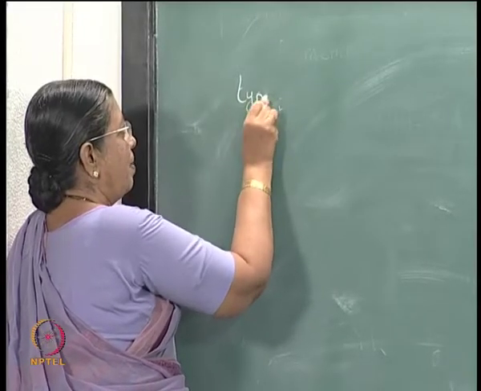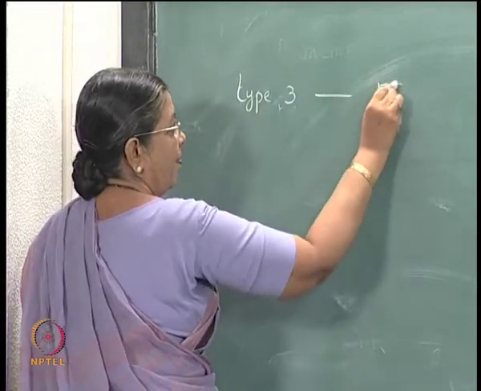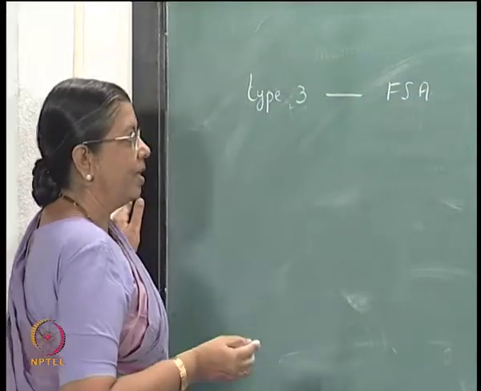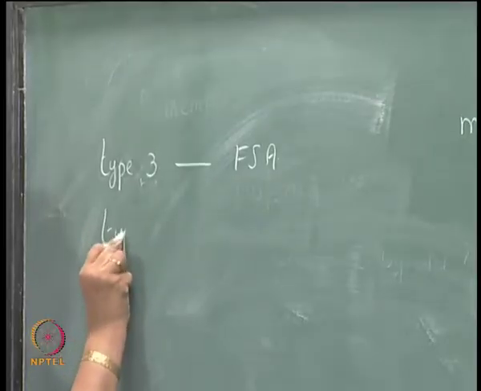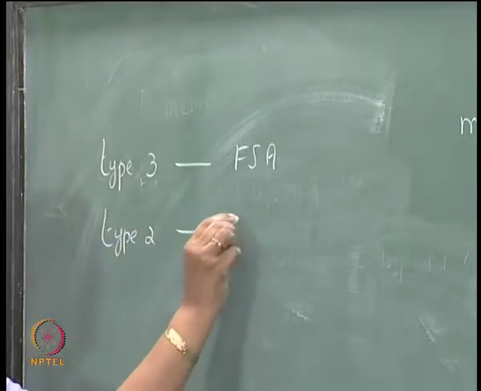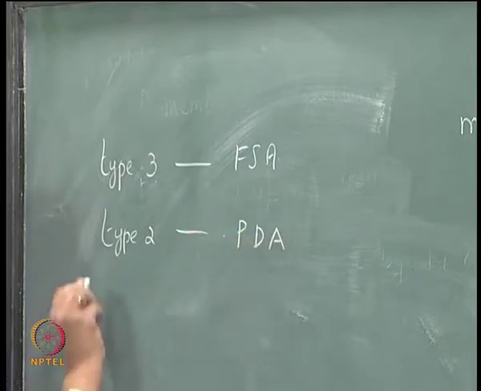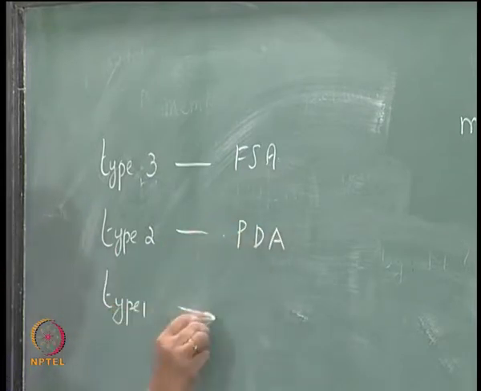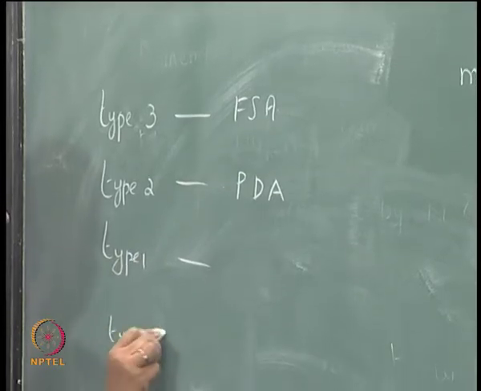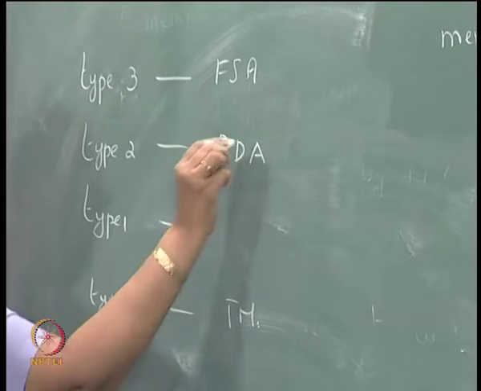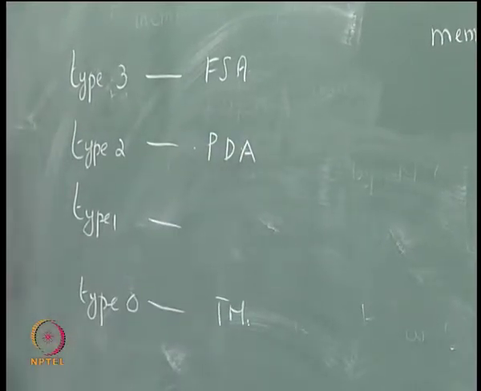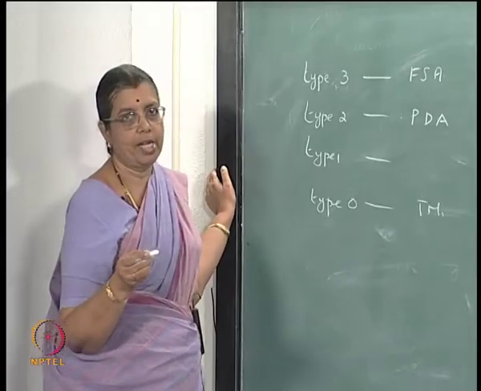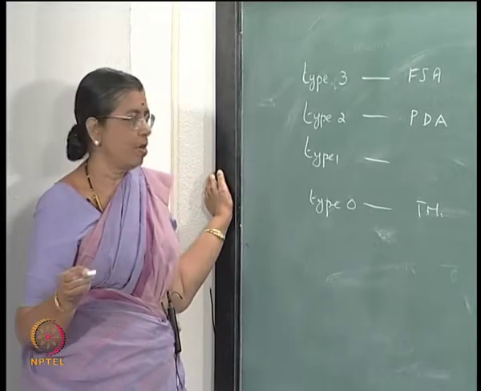for type 3 grammars the automaton is FSA, and in FSA deterministic and non-deterministic versions are equivalent. Type 2 grammars, CFG, the automaton is push down automaton. Type 0, it is Turing machine. Here the non-deterministic and the deterministic version are not equivalent for push down automata. For Turing machines the non-deterministic version is equivalent to the deterministic version as far as accepting power is concerned, but the number of steps will be exponentially increased when you try to simulate a non-deterministic Turing machine with a deterministic Turing machine.